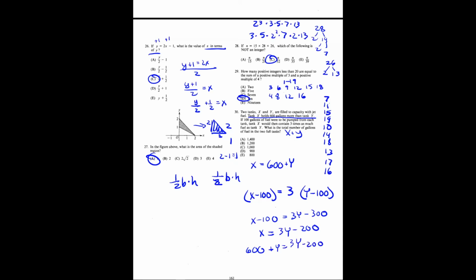And now we're just going to simplify. So let's subtract Y from both sides. We get 2Y over here. Let's add 200 to both sides. And so we get 800 equals 2Y. Divide both by 2 and we get 400 equals Y. Now we know what Y is. It's 400. We need to figure out what X is. Well, if we put in 400 here, we get X is 1000. And so 1000 plus 400 is going to give us 1400. And the answer is A.